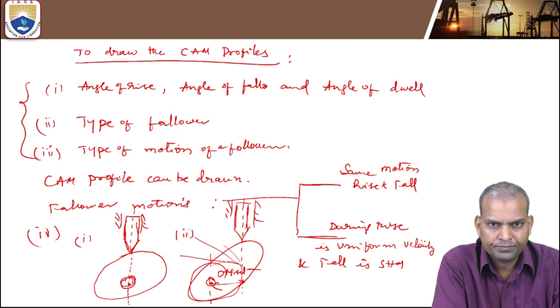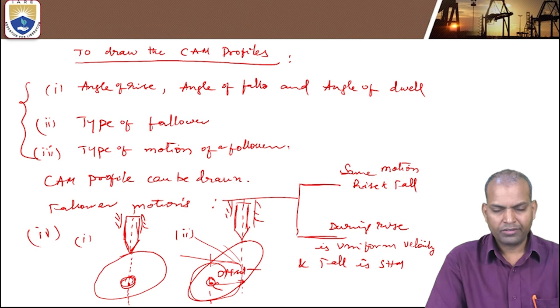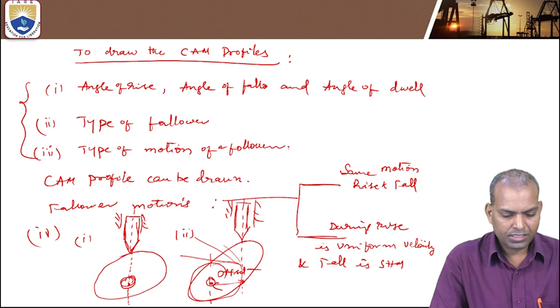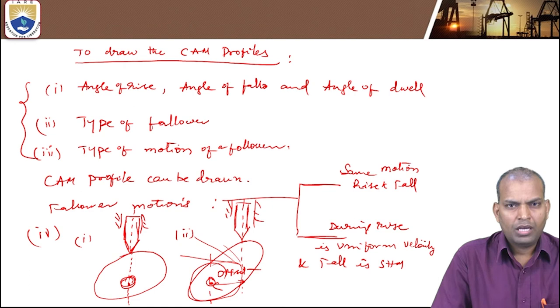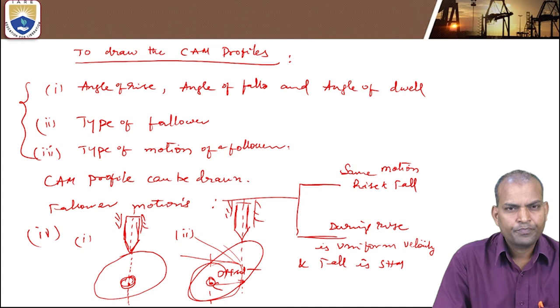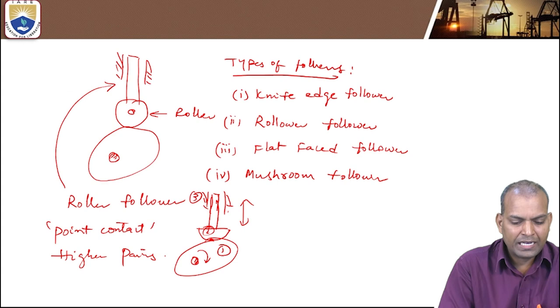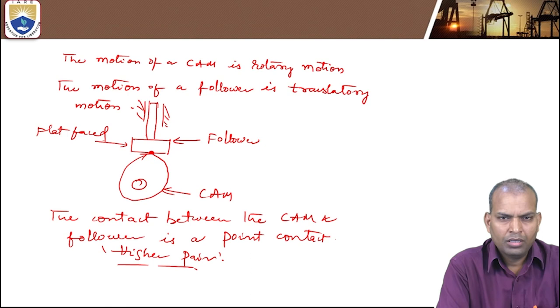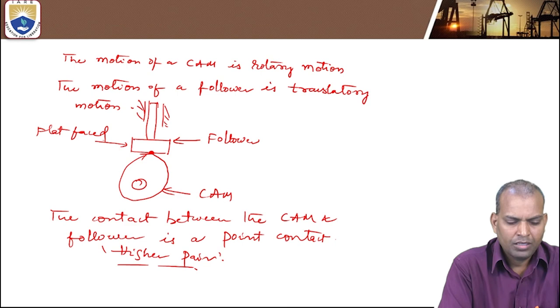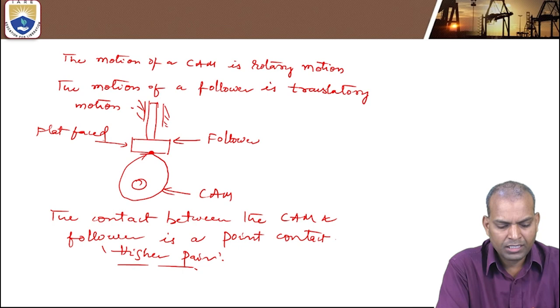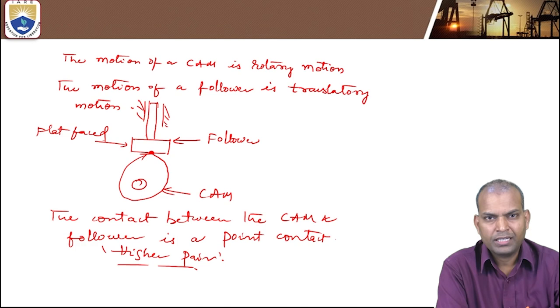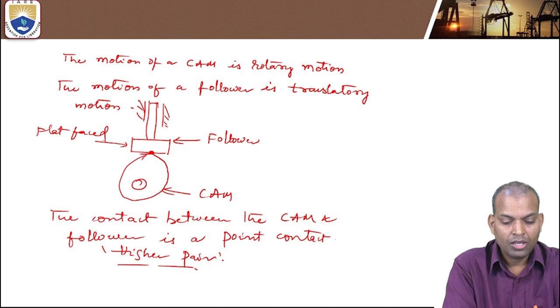Okay, these are the conditions required to draw the cam profiles. So in this class, we have studied the types of cams, types of followers, types of motion of followers, and the prerequisites required in order to draw cam profiles. Even though the types of cams are variable, there are tangent cams, circular arc cams, various types of cams, which we studied in earlier sessions, here the main focus in this session is how to draw the cam profiles. That's what we'll focus on more and more.